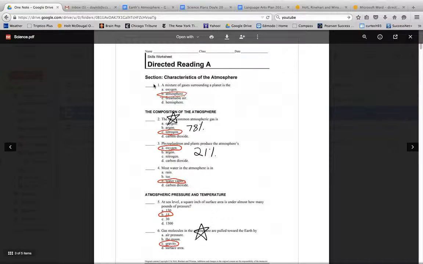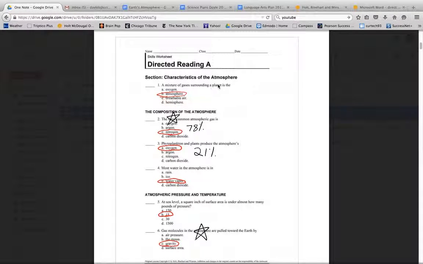All right, so number one, a mixture of gases surrounding a planet is the atmosphere. Two, composition of the atmosphere is 78% nitrogen. So most of our atmosphere is nitrogen. Phytoplankton and plants produce the atmosphere's oxygen, and that's 21% of our atmosphere is oxygen. So we always think we breathe oxygen, but our atmosphere is mostly nitrogen.